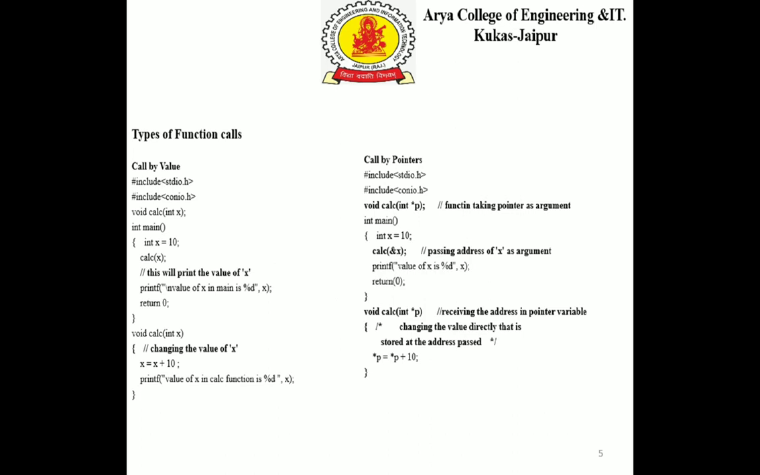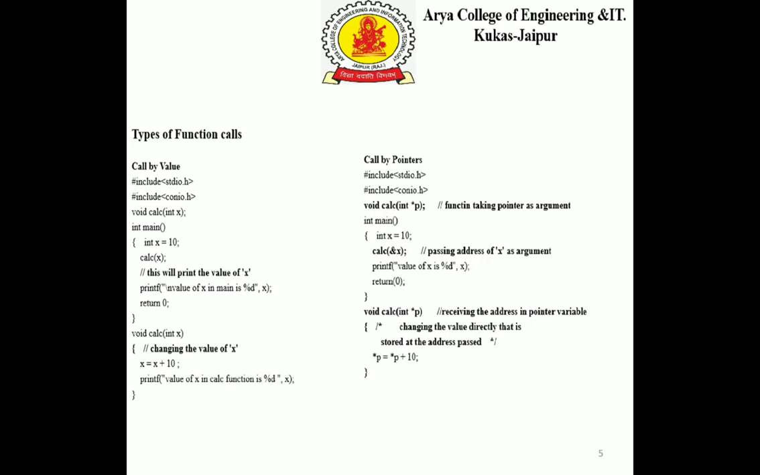Next, types of function calls. Types of function calls means how we can call a function. If we are calling a function by passing just the value of a variable, then it is called by value. If we are calling a function by passing the address of a variable, then it is called by address or called by pointer.